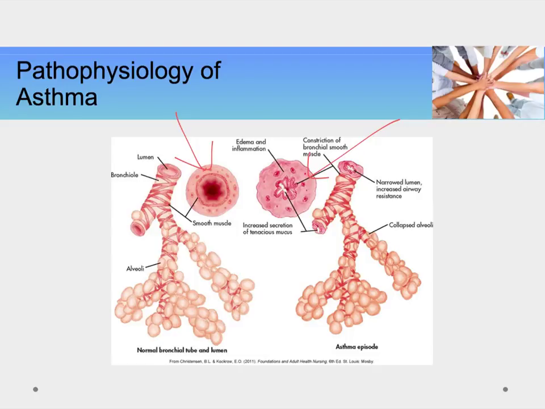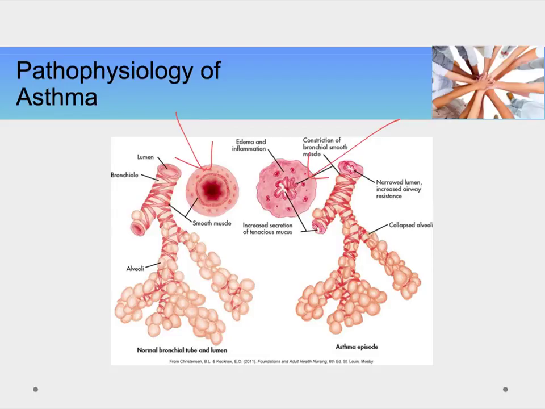Inflammation of the airways contributes to bronchial hyperactivity and airflow limitation. So remember that ventilation we talked about when they're trying to breathe in their oxygen? That's limited. And the resultant characteristic signs and symptoms of asthma are wheezing due to that constricted airway from bronchoconstriction and the inflammation, breathlessness, chest tightness, and cough.